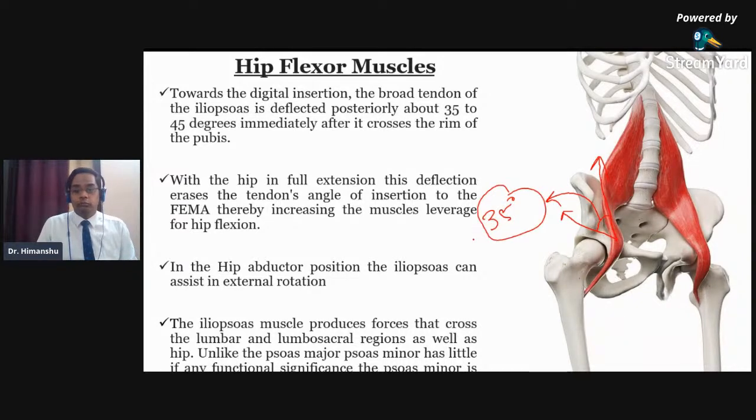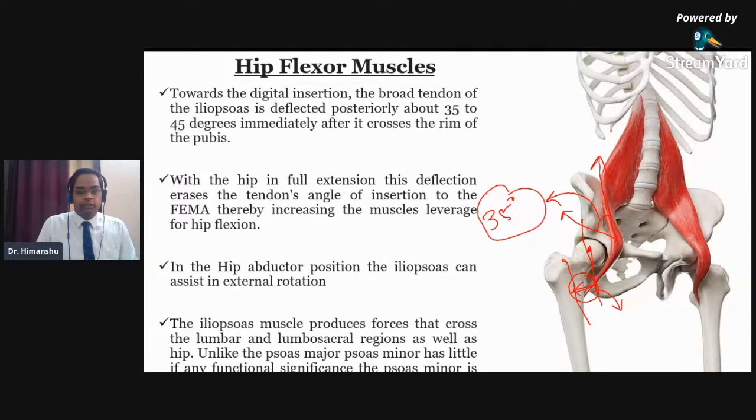So in a normal human being, anatomically, the deflection of the iliopsoas muscle by the pubic ramus is about 35 degrees. Now, why do we need the deflection? If we did not have a deflection, then this is the center of the femur, and this is somewhere the site of attachment. Because of this deflection, we are getting some amount of momentum.